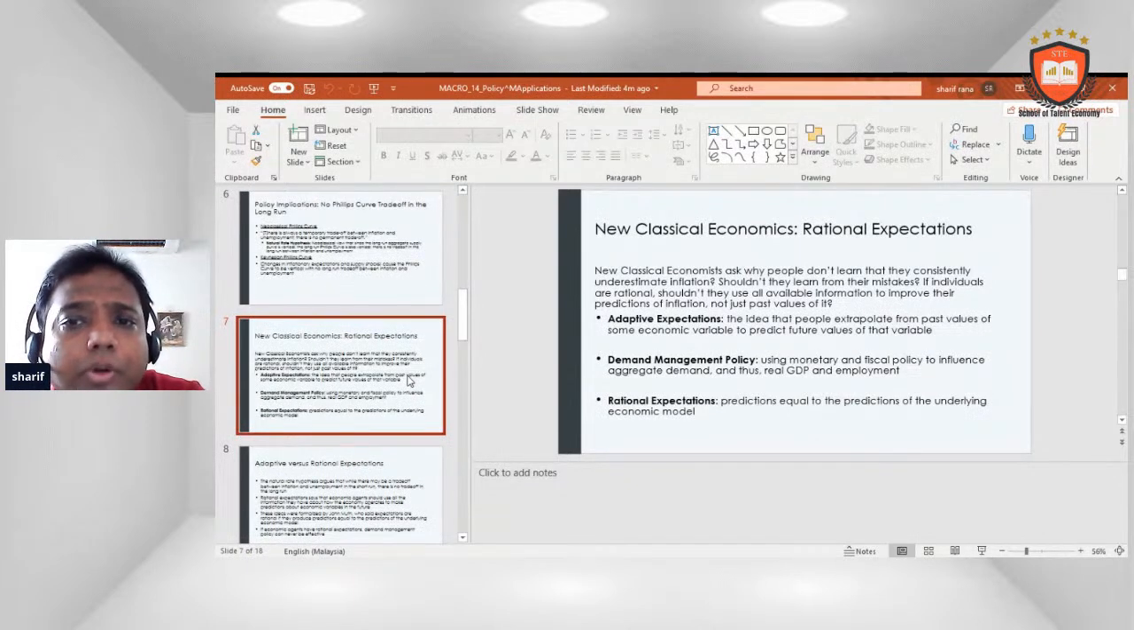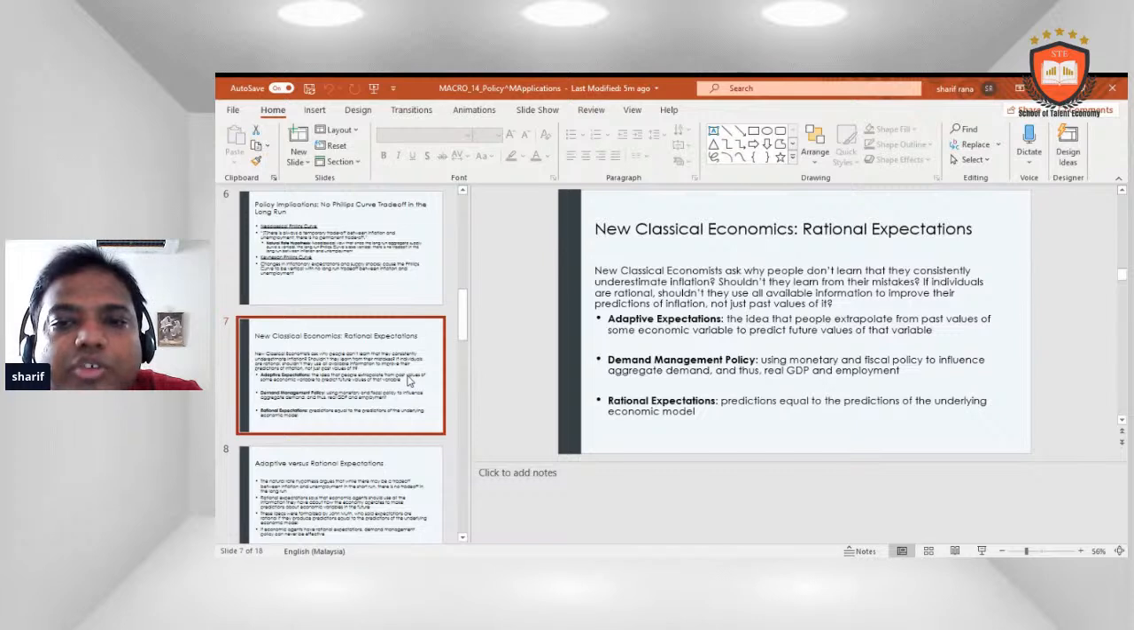Neoclassical economics asks why people do not learn that they consistently underestimate inflation. Shouldn't they learn from their mistakes? If individuals are rational, shouldn't they use all available information to improve their predictions of inflation, not just past values of it? Adaptive expectations: the idea that people extrapolate from past values of some economic variables to predict future values of that variable.